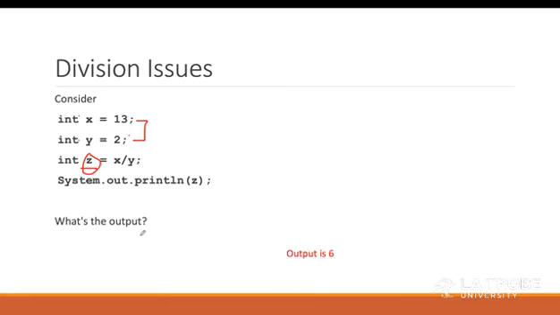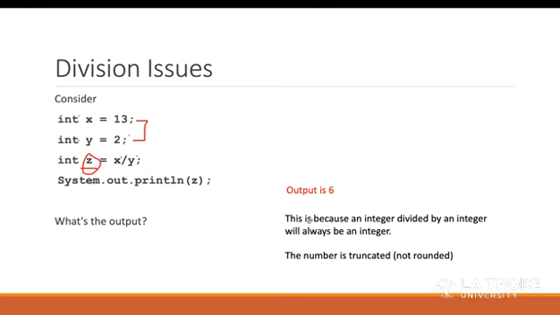So what will be the output to this one? The output will be 6. And why not 6.5 or 6 point something? That's because an integer divided by an integer will always give you an integer. So x is an integer, y is an integer. Integer divided by an integer will always give you an integer as an answer. It doesn't even round up. What it does is it just truncates the decimal part. So yeah, output is 6.